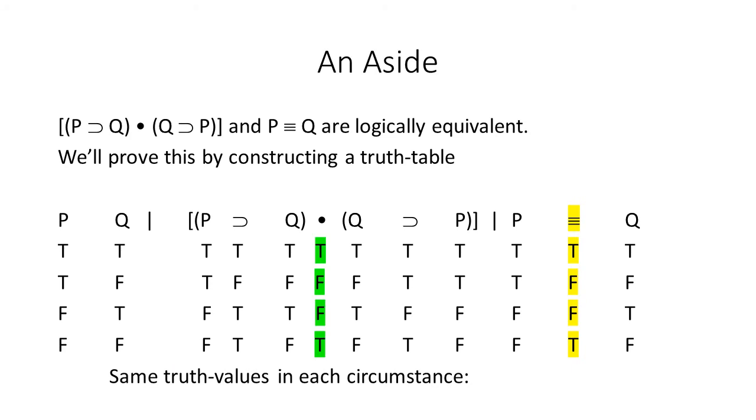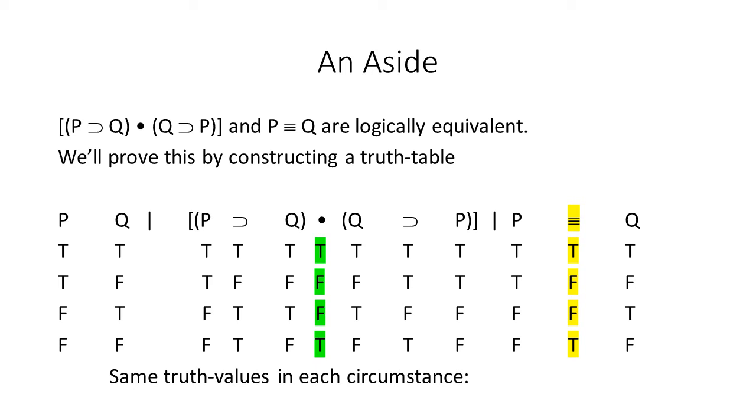Okay, so here's something worth noting: it's both the case that if P then Q, and if Q then P, and P if and only if Q are logically equivalent. So we can prove this by constructing a truth table. Note that the thing on the left-hand side of the truth table, it's both the case that if P then Q and if Q then P, is just what we had minus that not out front. So we've solved for the entire thing, and we just go back a step. Think about it that way.